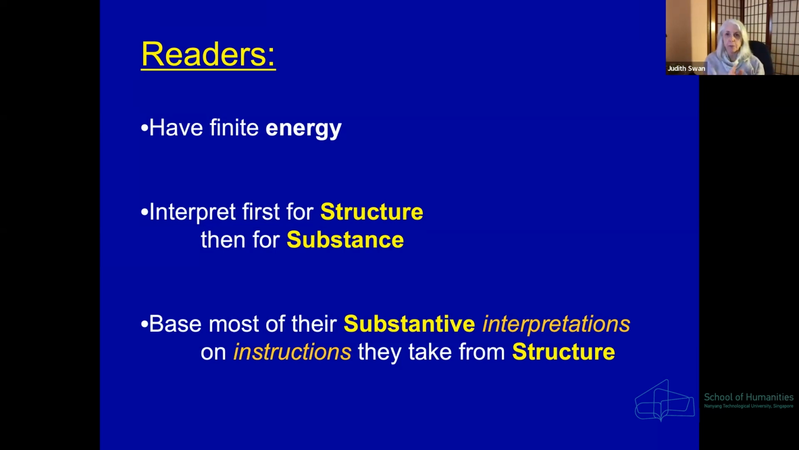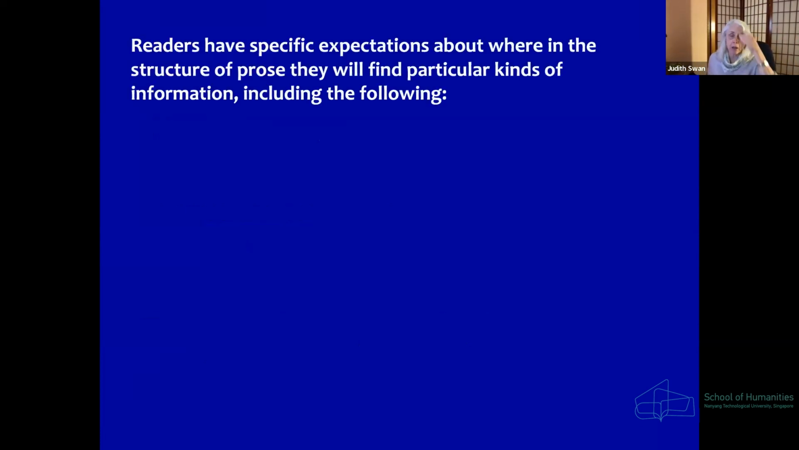Now, this sounds, I'm sure, very abstract. It won't be abstract when we get into the nitty-gritty in a couple minutes. What it says, though, is that readers have really discrete expectations, and they use those expectations to guide their interpretive decisions as they're reading a passage. Specifically, readers have specific expectations about where in the structure of prose they will find particular kinds of information.